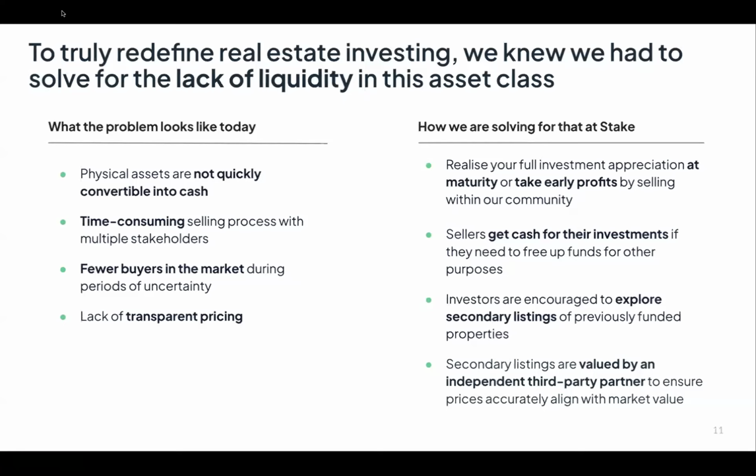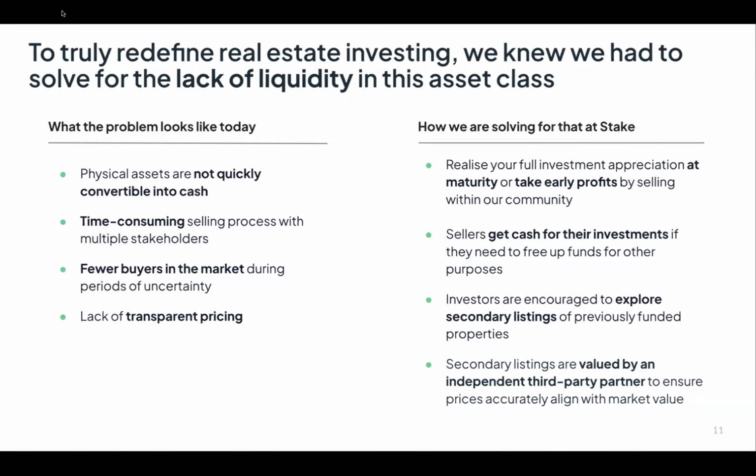There's multiple stakeholders involved. And depending on the market conditions, there could be fewer buyers in the market, and there could be a lot of fluctuation, and also lack of transparent pricing. It's very hard to know what the true value of a property is. You have to rely on external sources and your own analysis to make sense of what the true value of your property looks like. So the way we're solving that at Stake is we have multiple exit options. So Fad will be talking and touching upon that in detail later on.